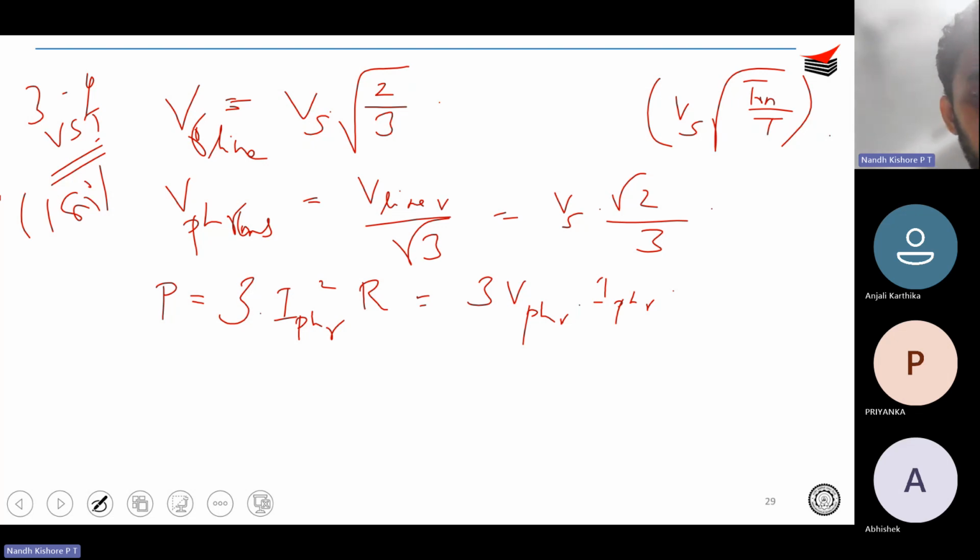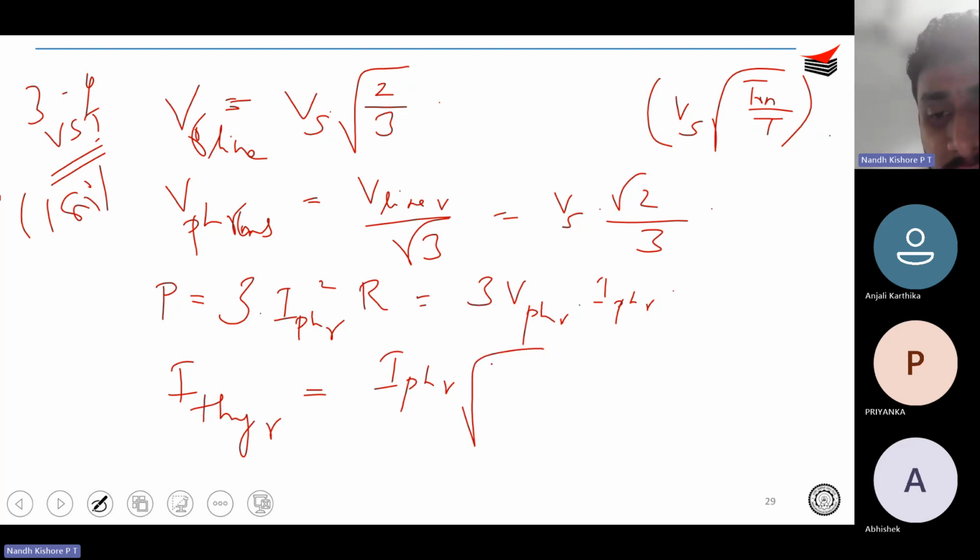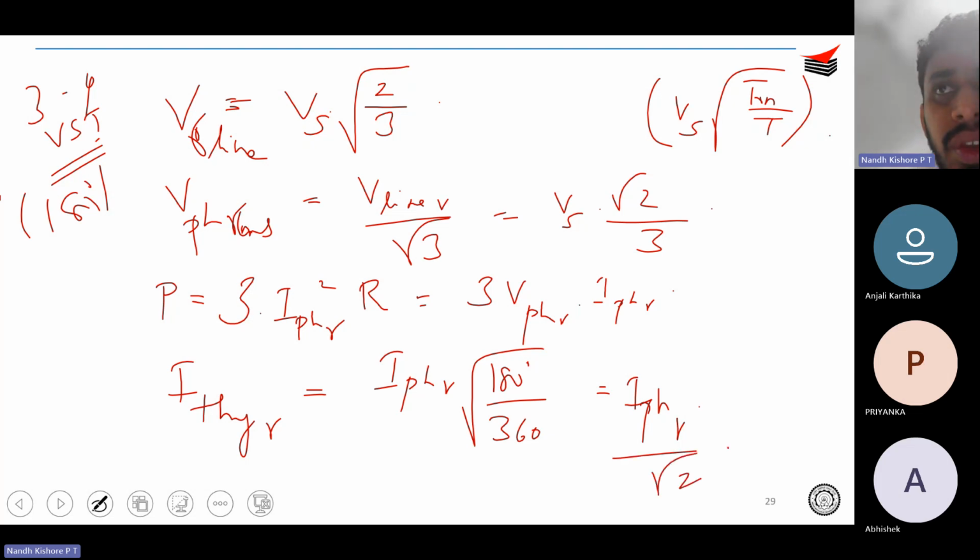Fine. And what is the RMS value of thyristor current? It is going to be the RMS value of phase current into root over T on by T. Each thyristor conducts for 180 degrees. That is the idea behind 180 degree conduction. So I phase RMS into root over 1 by 2, or I phase RMS by root 2. Okay, so this is the thyristor current. Got it? Can I move to 120 degree case?